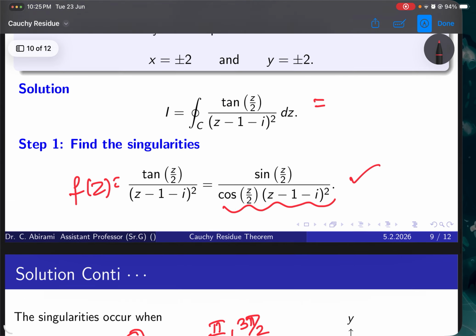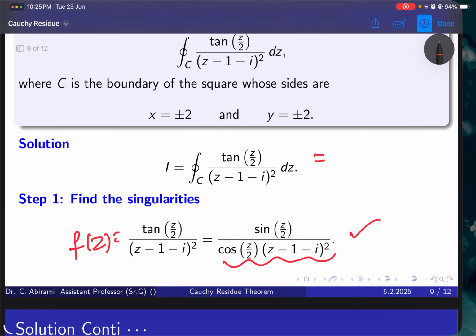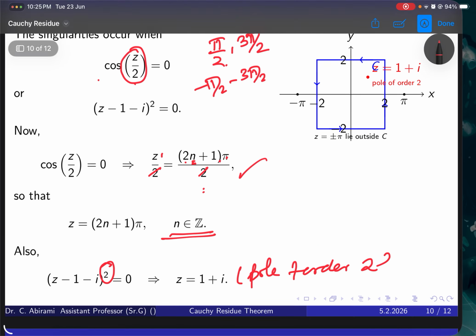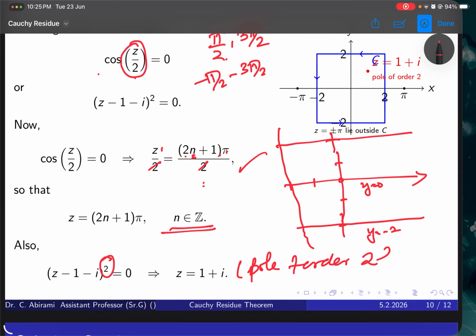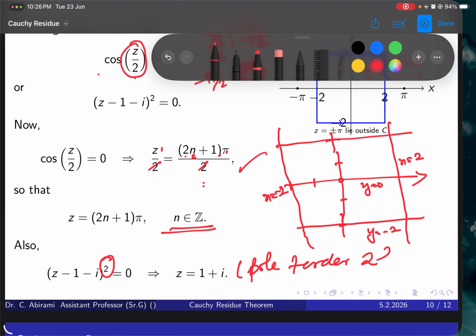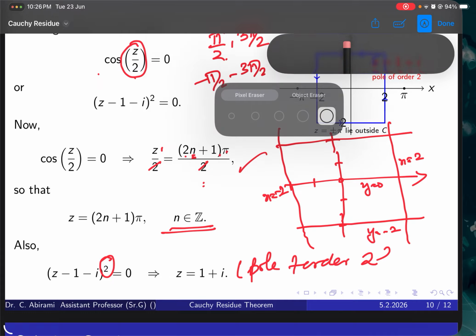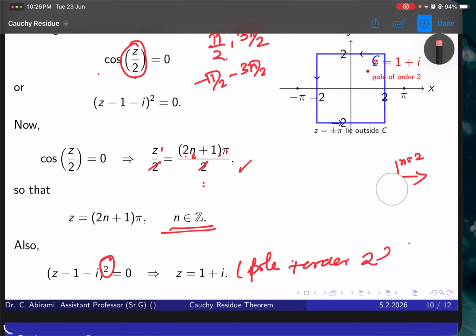But what is given in this problem? C is a boundary of the square whose sides are x equal to plus or minus 2 and y equal to plus or minus 2. See, how do you sketch the diagram? This is the equation of the x-axis, we can call it y equal to 0. Y equal to minus 2 is a line parallel to it. Similarly, 2 units above, y equal to 2. Similarly, x equal to minus 2 here, x equal to 2 here. So like this we can sketch the diagram.